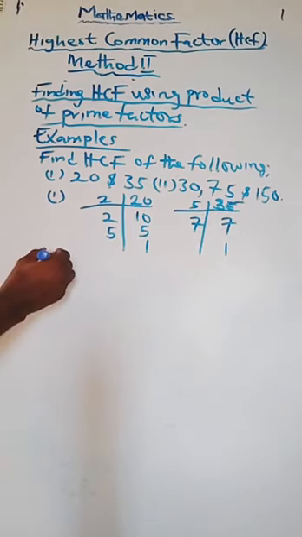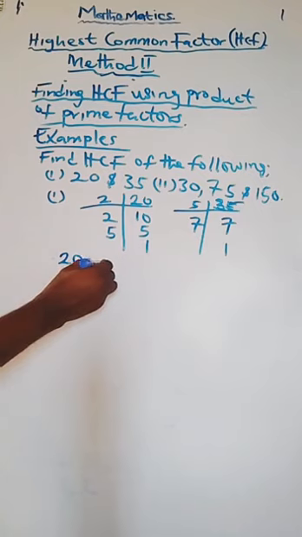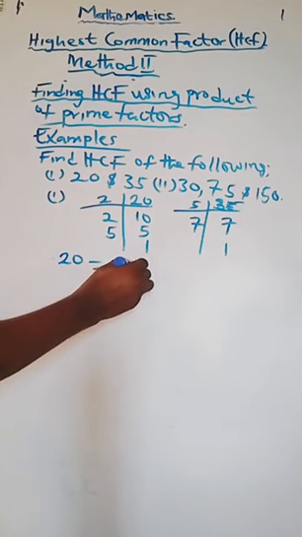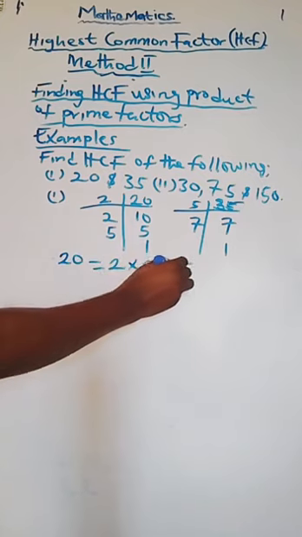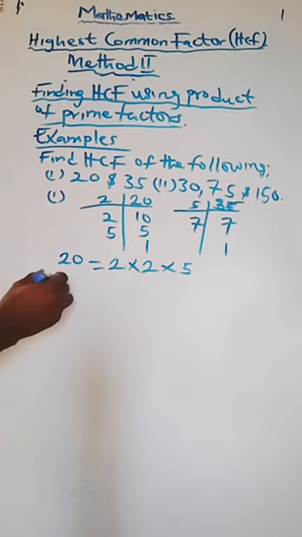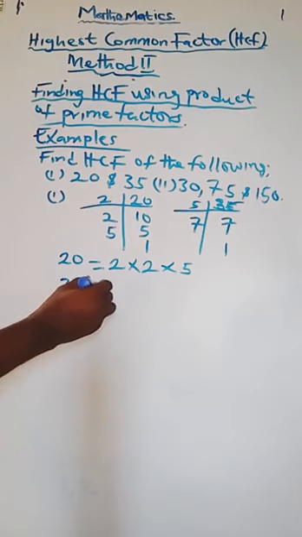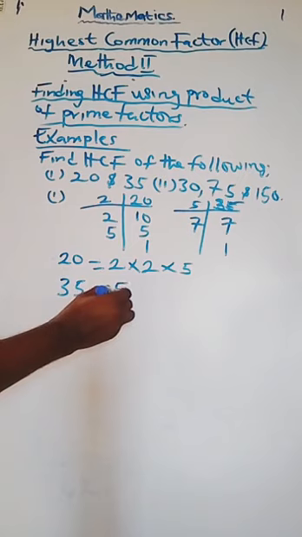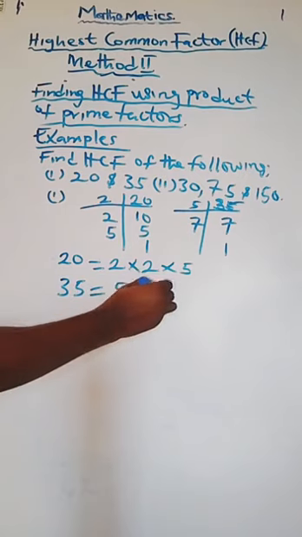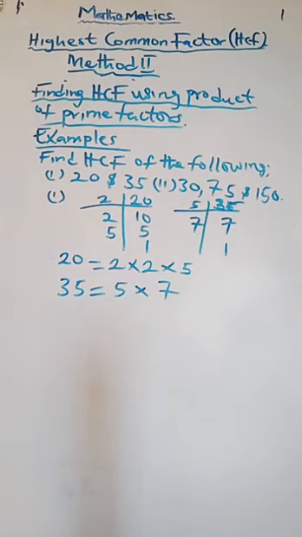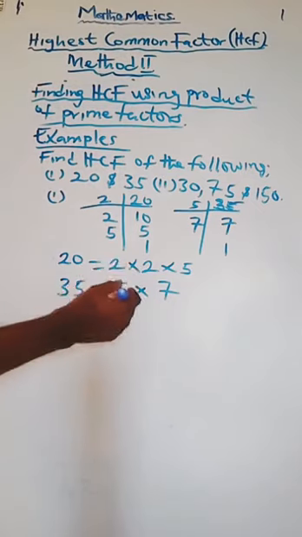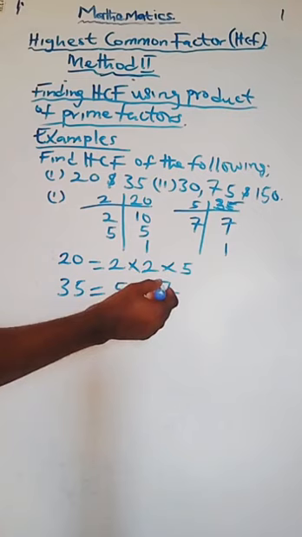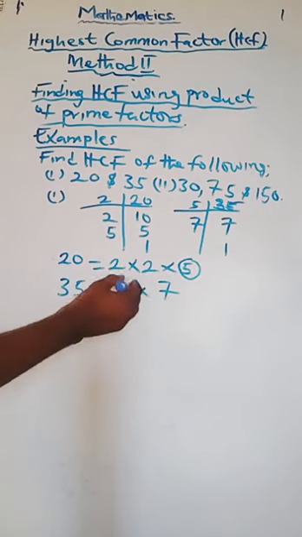Alright? So let's list them. 20 is 2 times 2 times 5. Then 35 is 5 times 7. Now, we look at the common factors. 2 is here, 2 is not here, we can't pick it. 2 is here, 2 is not here, we can't pick it. 5 is here, 5 is here.